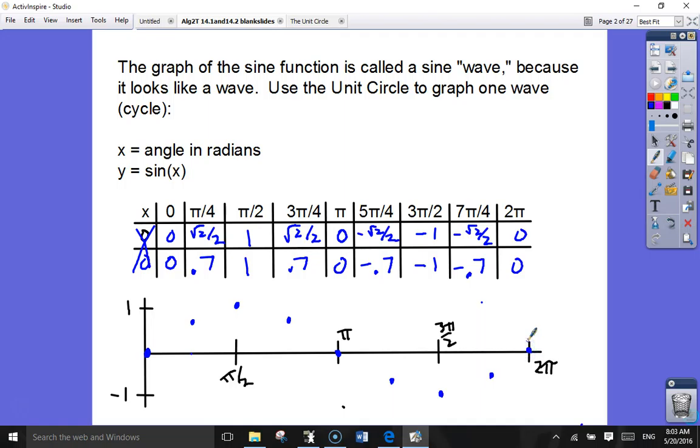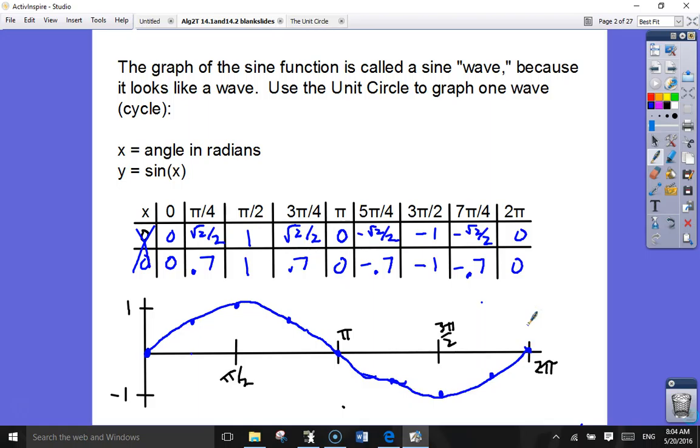So looking at those points, do you see the wave? Do you see the shape, right? It's going like that and like that. Not a very good one, but you know, there's a wave. At least that's one wave, right? It goes from 0 to a maximum value of 1, back to 0, to a minimum value of -1, and then back to 0.